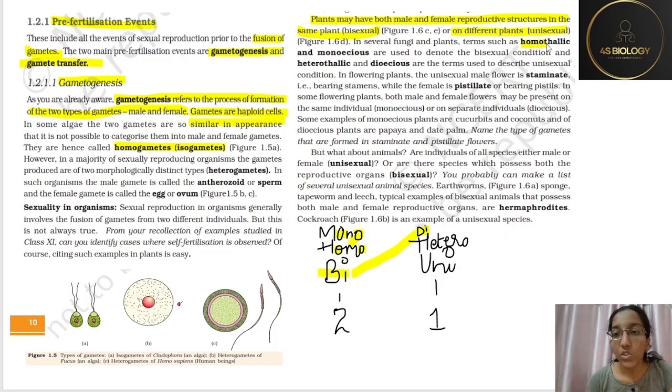In several, homothallic is used to denote the bisexual condition, and heterothallic is used to define the unisexual. In flowering plants, the male flower present in a unisexual plant is called staminate, and the female is pistillate, bearing pistils; staminate bears stamens. In some flowering plants, both male and female flowers may be present on the same individual, and that is monoecious. And on separate individuals, dioecious.